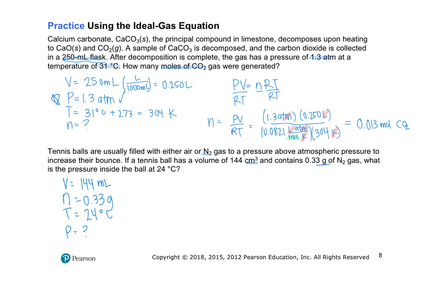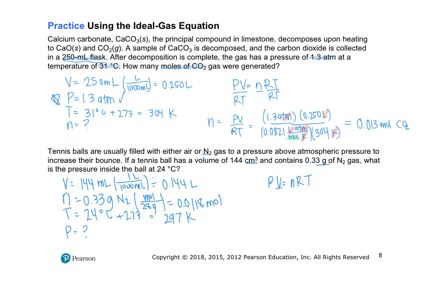All right, so we're going to do our conversion. We're going to go milliliter to liter like we did earlier, and we get 0.144 liters. We're going to convert our grams to moles. So for nitrogen gas, this is N2, we need to make sure we do the whole molecule, which is 28 grams per mole. So we divide 0.33 by 28, and we get 0.0118 moles. And then we're going to add 273 to 24, and we get 297 Kelvin.